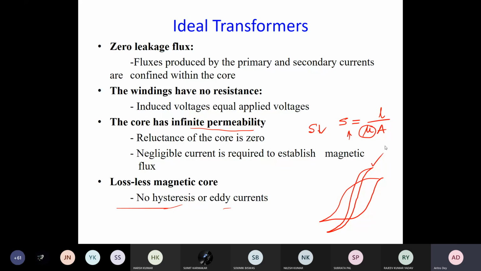And to reduce eddy current loss, we use lamination. If we take a lesser cross section and stack it, then of course the circulating current through the laminations will be much lesser, and that will reduce your eddy current losses. But practically, a lossless magnetic core is not possible. So with all these assumptions, we get the ideal transformer, but practically these are not possible. What we can do is aim for reducing these as much as possible.